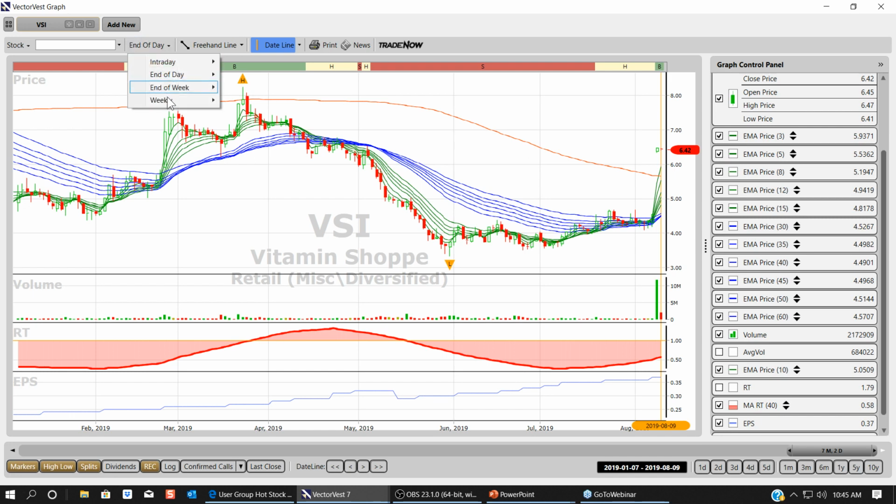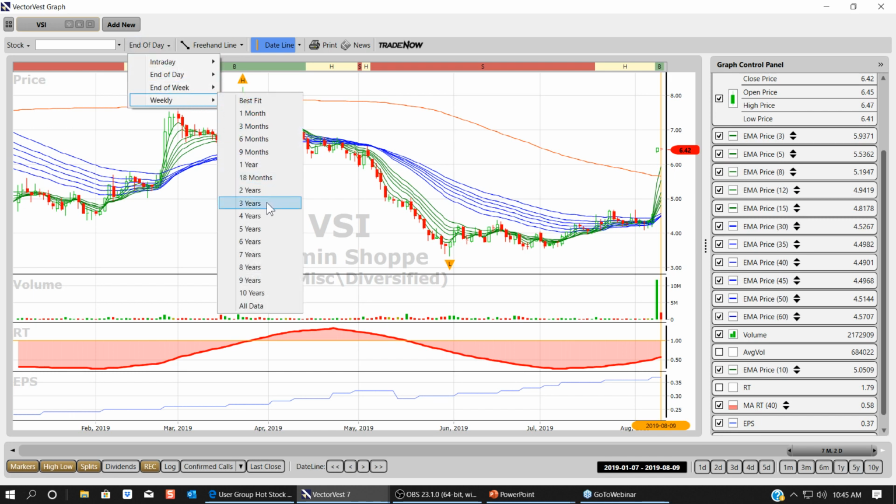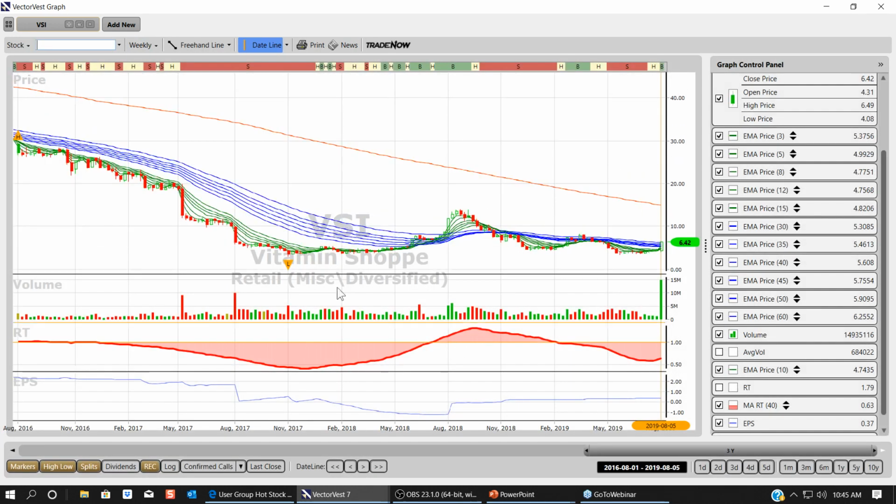How long has this been going? Let's have a look at a weekly here. Let's look at 3 years. You know, good shorting stock all the way down, and now it's just flattening out.